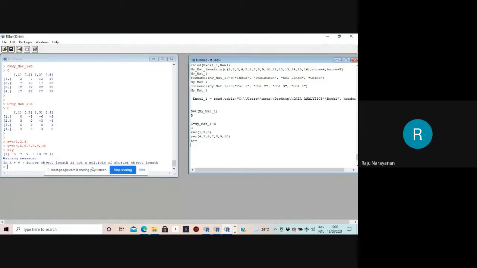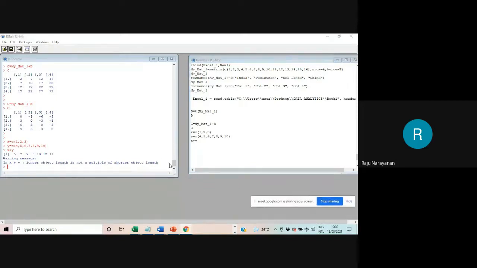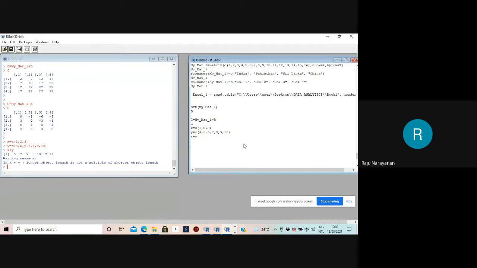And it is giving a warning message. In x plus y, longer object length is not a multiple of shorter object length, like that it will give. That you have to understand. What is the meaning of that warning? That is, the objects are not of the same dimension. That is a message you are going to get.